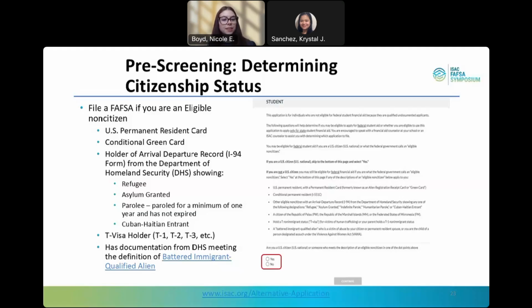Other eligible non-citizens include T visa holders, so T1, T2, T3, and so on, or someone who has documentation from the Department of Homeland Security showing that they meet the definition of battered immigrant qualified alien. So if a student meets any of these different statuses, then they should actually be directed to complete the FAFSA instead.